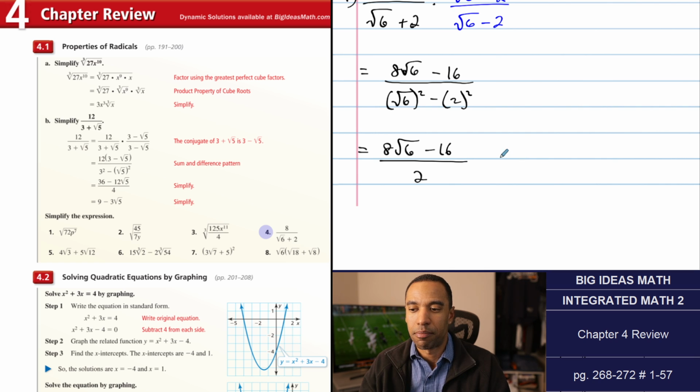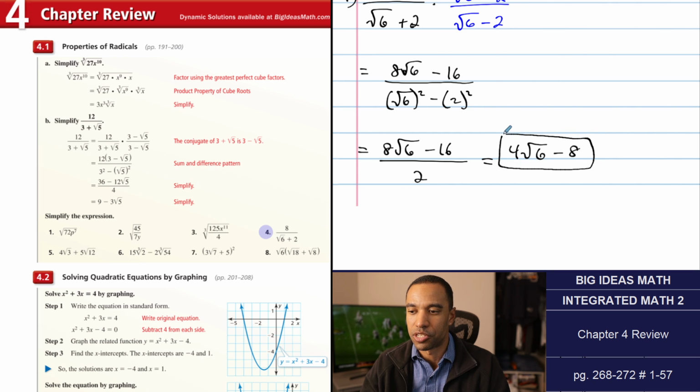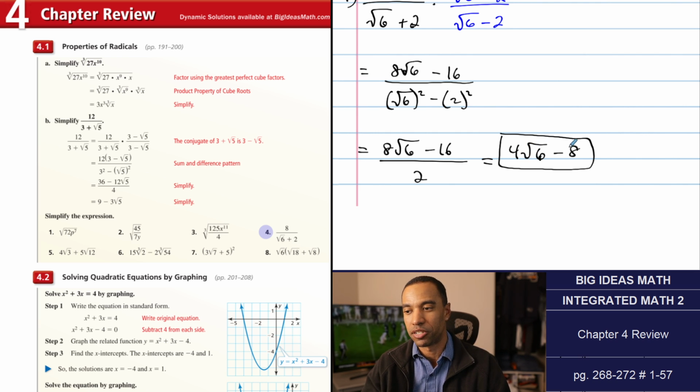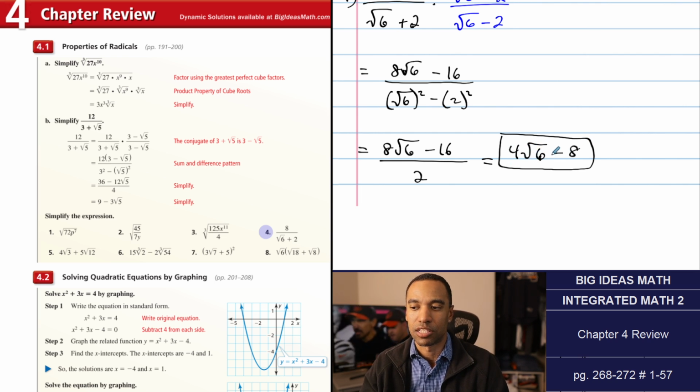So all of these can divide by 2, or each of these can, and you'll get 4 root 6 minus 8. Again, the root 6 does not divide, and it wouldn't as long as you're dealing with a factor in that term that did divide by 2. Once one part divides, the other part does not have to. That's the final answer.